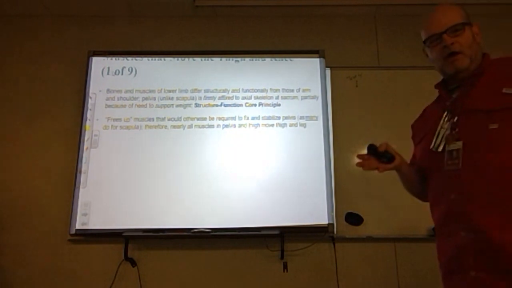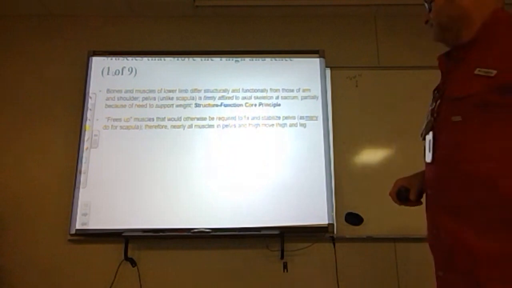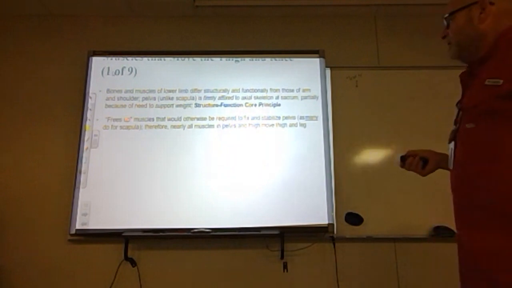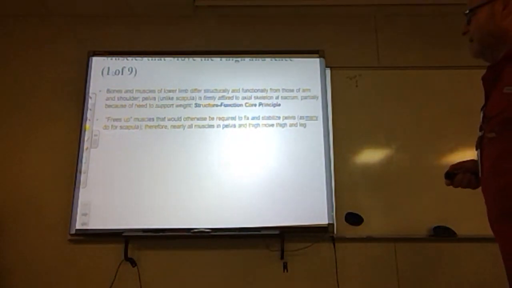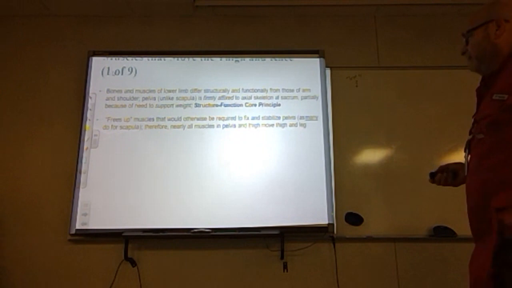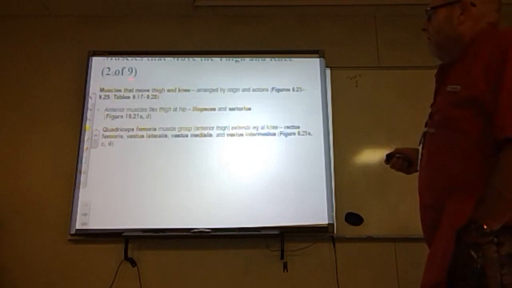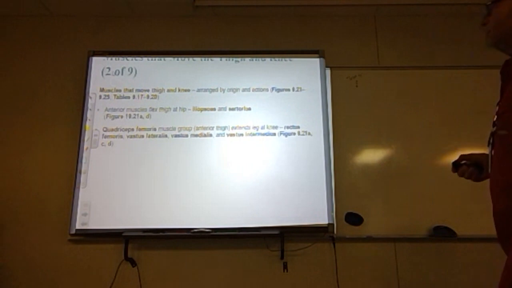Things are made the way they are so they can do their jobs, and they can do their jobs because of the way they're made. It frees up muscles that would otherwise be required to fix and stabilize the pelvis, as many of those muscles in the shoulder and the scapula do. Therefore, nearly all the muscles in the pelvis and thigh move the thigh and the leg. The muscles that move the thigh and knee are arranged by origin and actions.